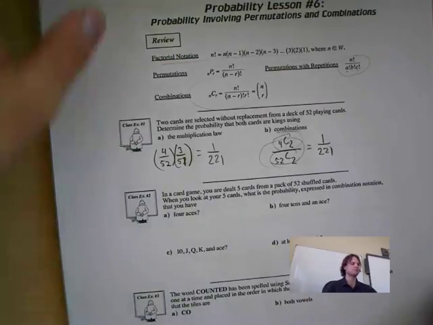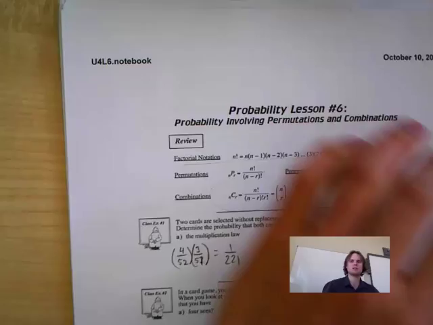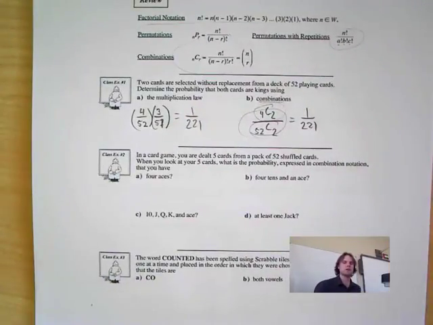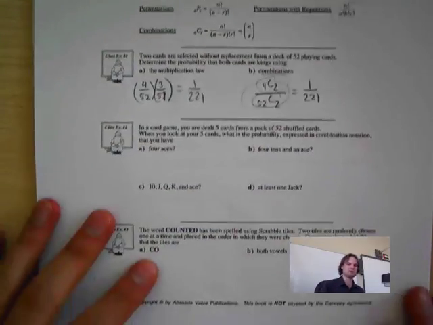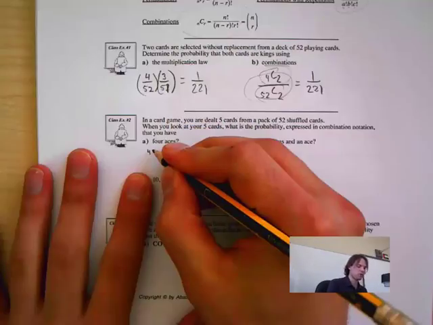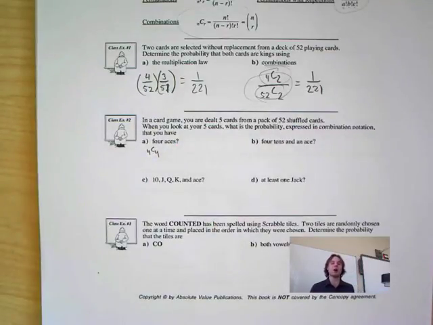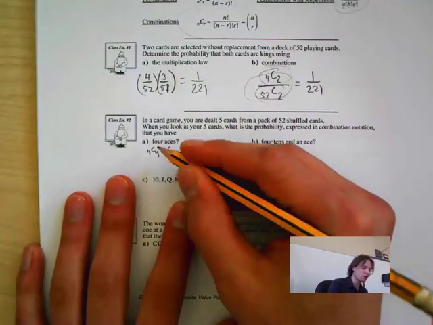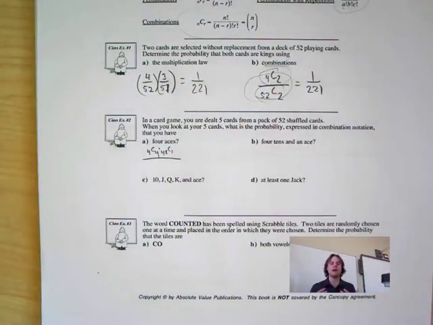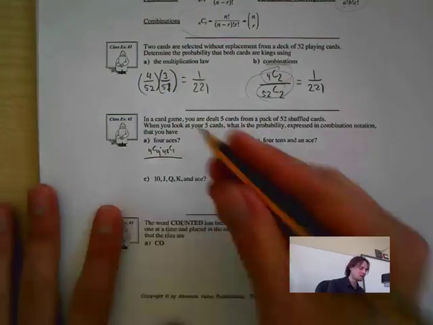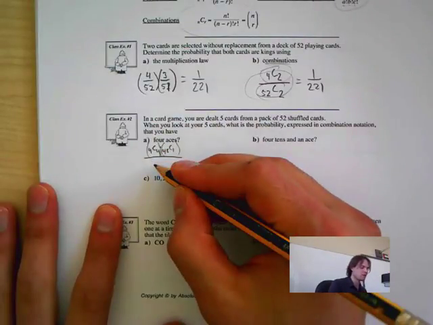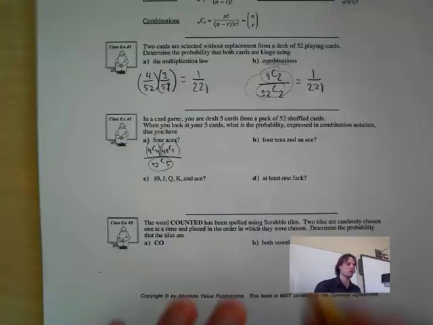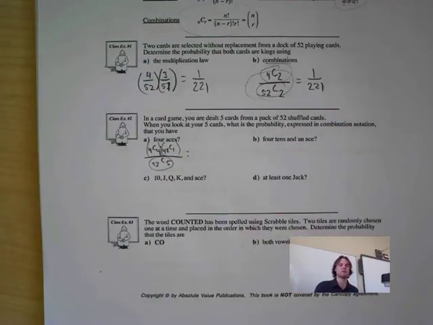I'll just readjust this so we can get to our sheet better. If we're looking at only 4 aces, then out of 4 aces, we're choosing 4. Then how many other cards are there? 48 other cards. So out of 48 other cards, we're choosing only 1 because it's a 5-card hand. Now, what is the total amount of hands we could have? Out of 52 cards, we're choosing 5. So that's the total hands. That will give you your answer for that one if you plug it into your calculator.